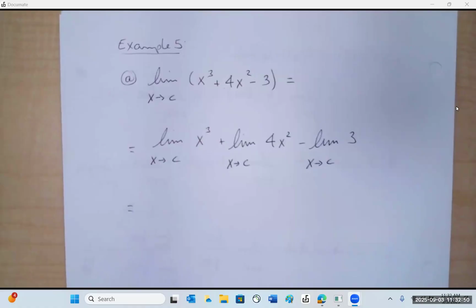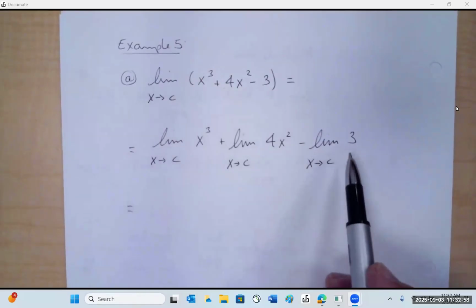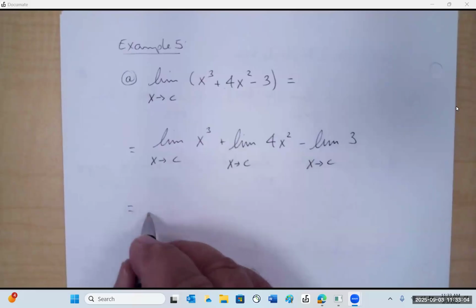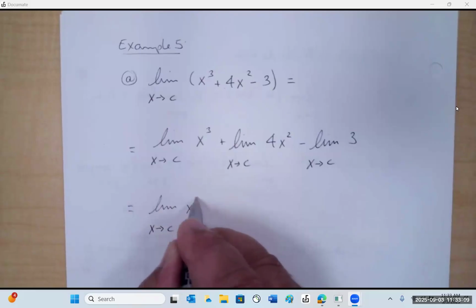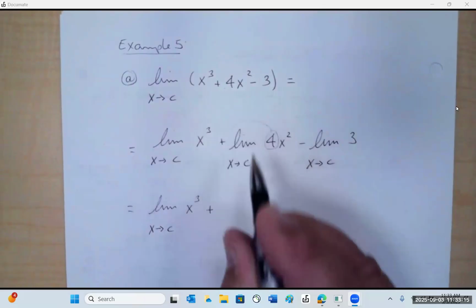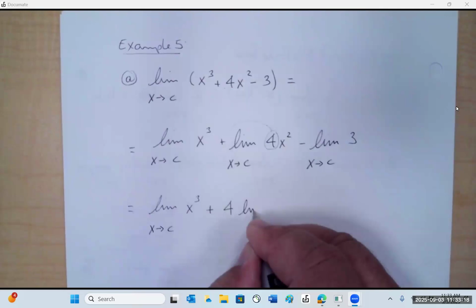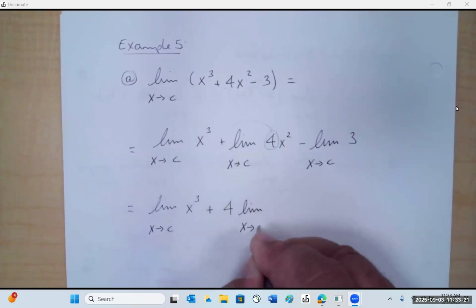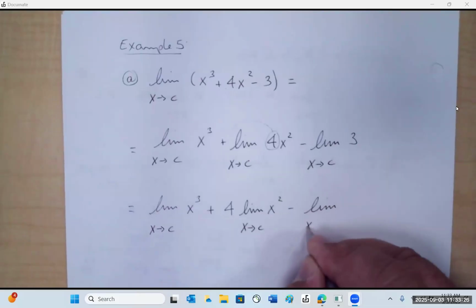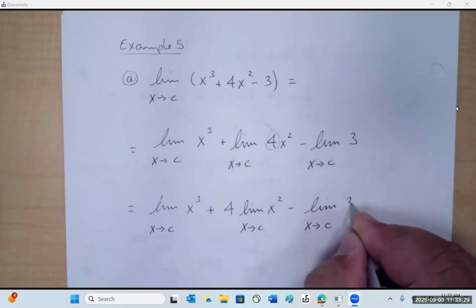What did it tell us? Now, do we have any other properties we can use here? We have a constant multiple. What does that one tell us we can do? This is a constant multiple. It can go out in front. And then 3.